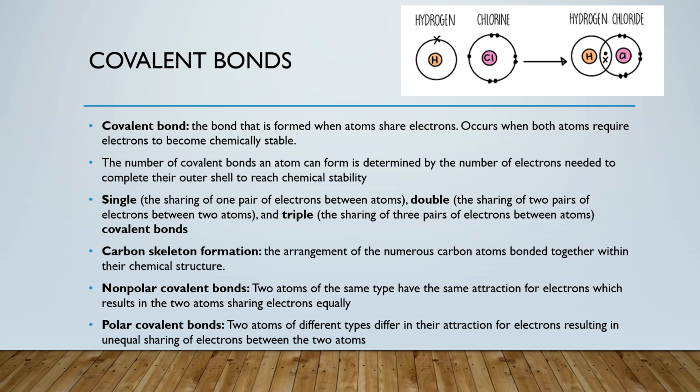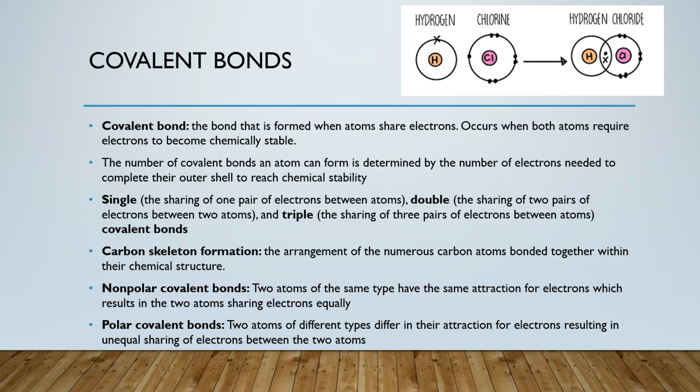Types of covalent bonds are based on electron pairs shared. A single bond is sharing of one pair of electrons. A double bond is sharing of two pairs of electrons, and a triple bond is the sharing of three pairs of electrons.